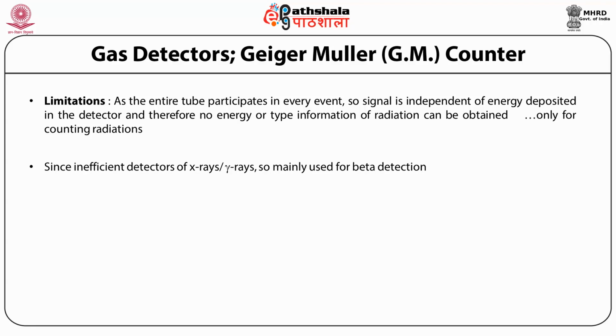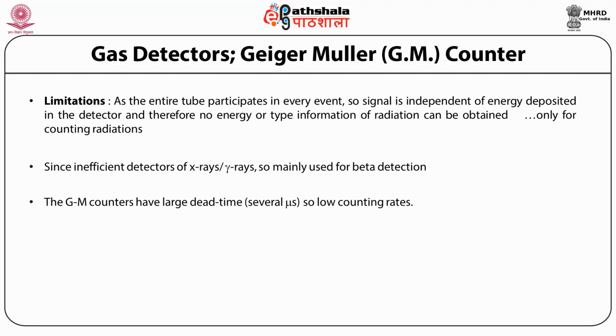Now in this case, in the GM tube, we have a gas. The gases are usually inefficient in interacting with the X-rays or gamma rays. So we can say that these GM tubes can mainly be used for detection of charged particles like beta. The third limitation is that GM tubes have a large dead time, of the order of several microseconds, so low counting rates.